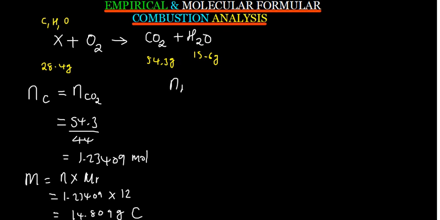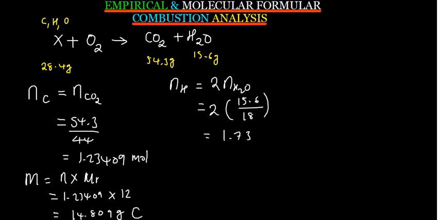Okay, the next thing that I'm going to do is to determine the number of moles of hydrogen, which we know is twice the number of moles of water. So this is going to be equal to 2 times the number of moles of water, which is mass of water, 15.6, divided by the molar mass of water, which is 18. Right? So this is basically 15.6 divided by 9. And this is going to give us 1.733 moles of hydrogen.